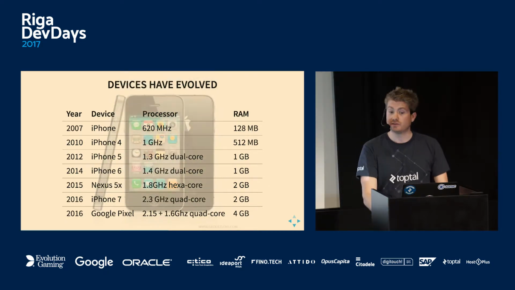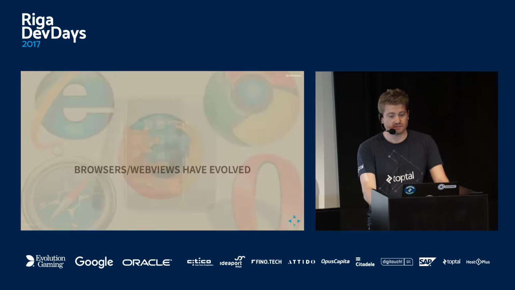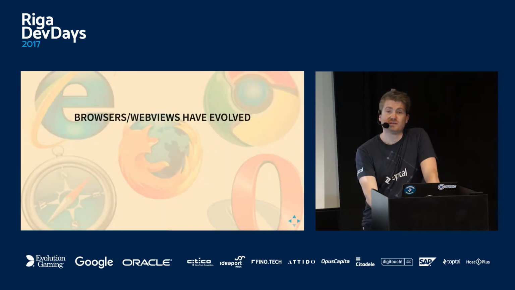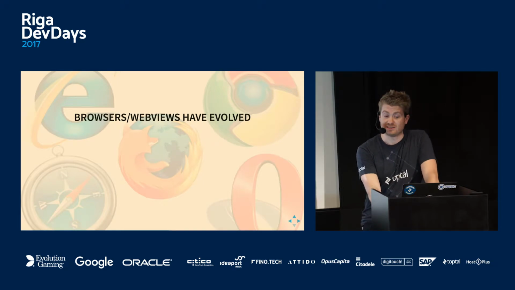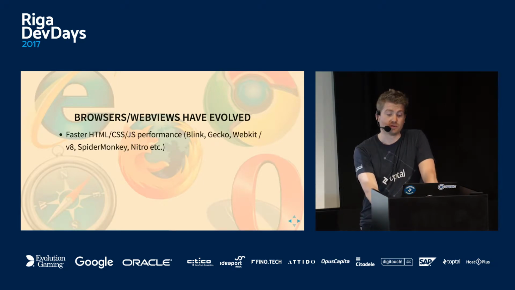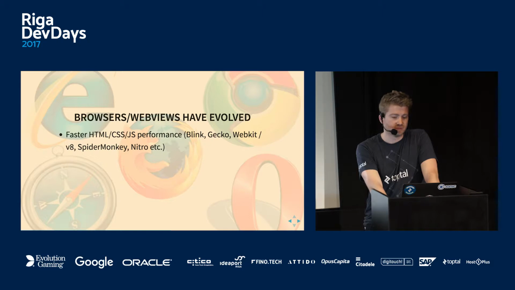And what about browsers now? Well, we all have noticed this in our daily life, right? We have infinitely better browsers now than back in the Internet Explorer 6 time, right? The browsers are constantly improving HTML and CSS performance via the web browser engines such as Blink, Gecko, WebKit, and their JavaScript engines as well, V8, SpiderMonkey.